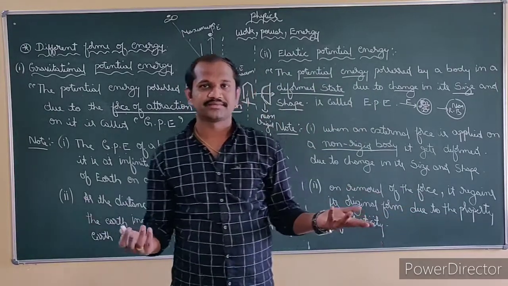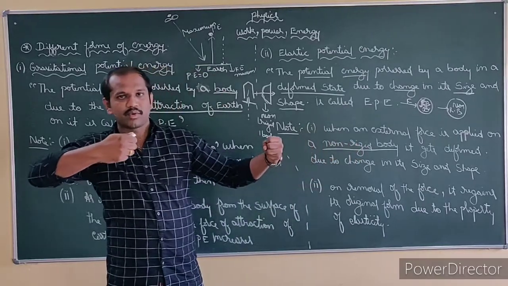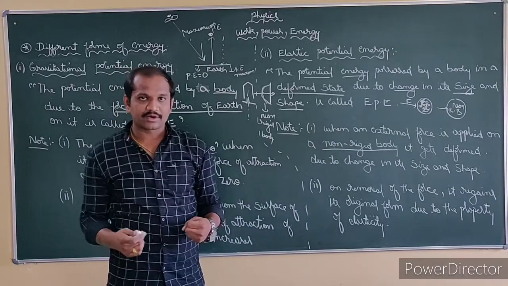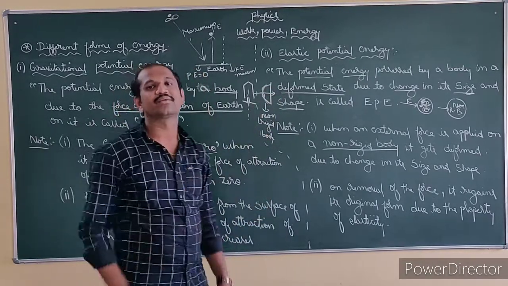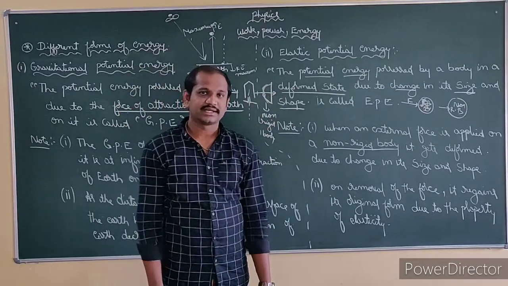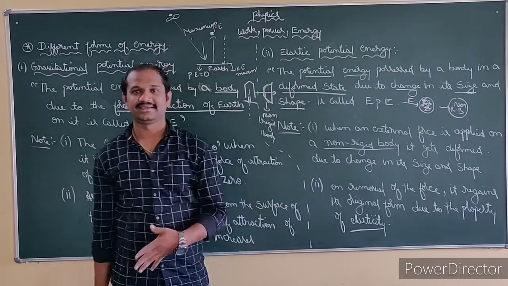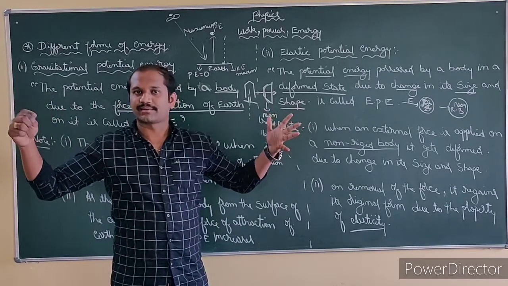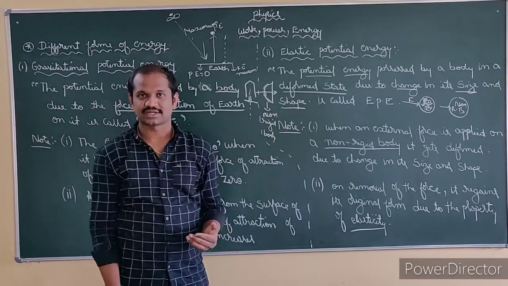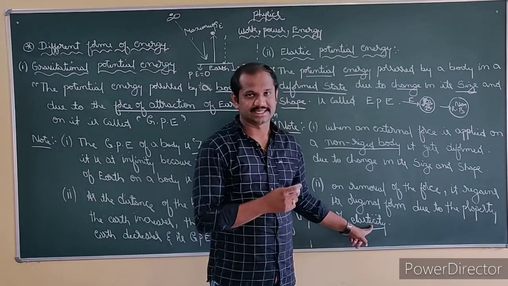Next we have, on removal of the force, it regains its original form due to the property of elasticity. Obviously, when you are stretching the bow and you just leave the arrow, what happens to this elastic part? It comes back to the original position, right? That property is known as elasticity. You take a rubber band, you stretch it, when you leave, it comes back to its old position, right? So that is the property of elasticity.